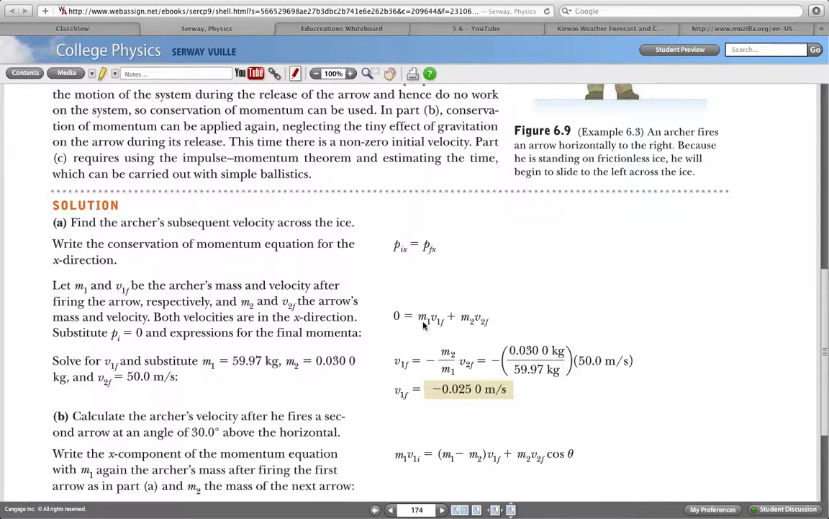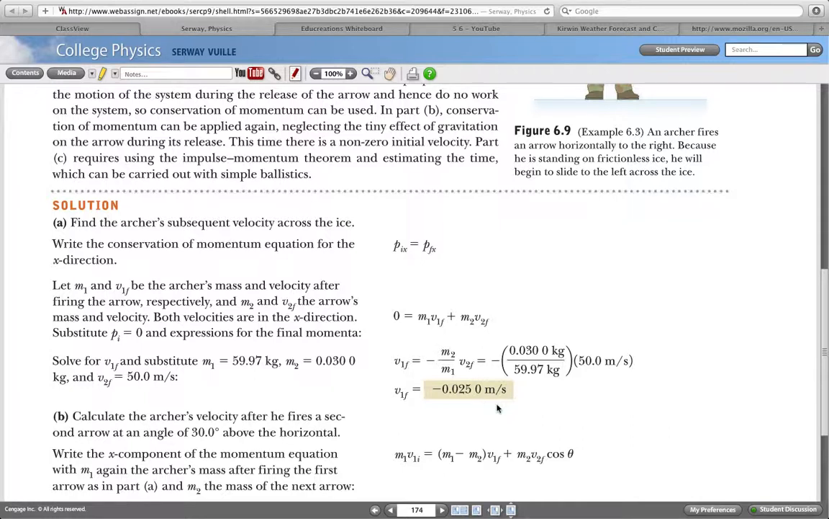So mass of the arrow, which is m1, times velocity of the arrow, plus mass of the man times velocity of the man. And we know the mass of the arrow, we know the mass of the man, we know the velocity of the arrow. The only thing we don't know is the velocity of the man, which is v2f, or v1f rather. So we're going to solve this equation for v1f. We solve this equation, we get negative mass 2 over mass 1 times v2f, and we plug in our numbers, and it turns out that we do get a negative velocity for the man of 0.025 meters per second.